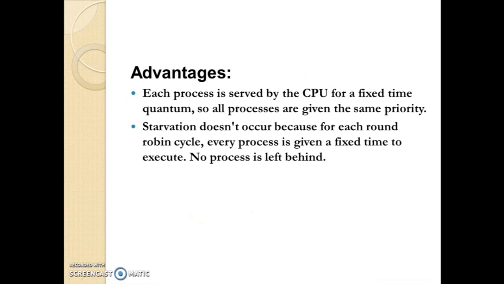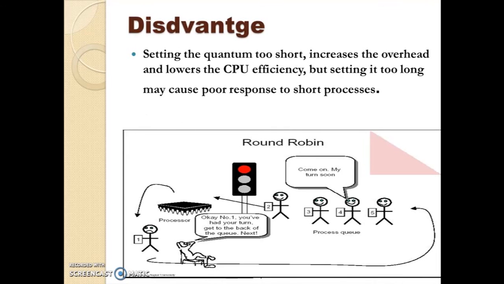Now what are the advantages? In round robin, each process is served by the processor for a fixed time, which is called as quantum. So all processes are given same priority. Second advantage is starvation will never occur because each process is given fixed time to execute. So no process is left behind, all the processes are executed, so there is no starvation.